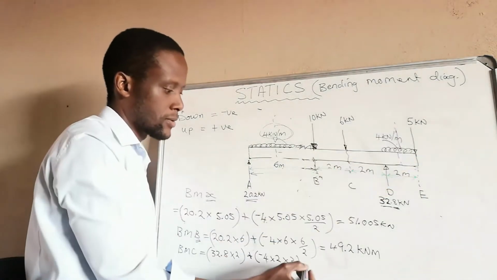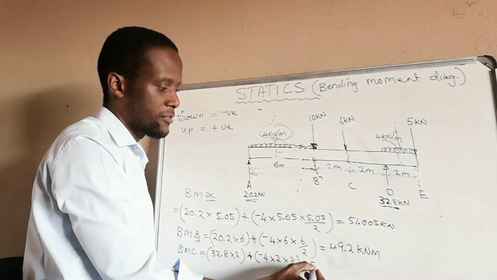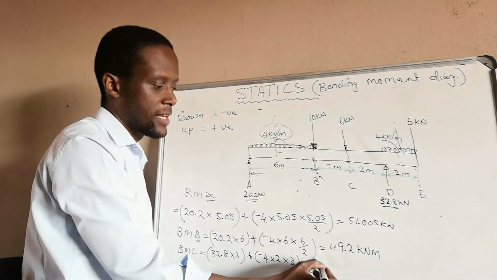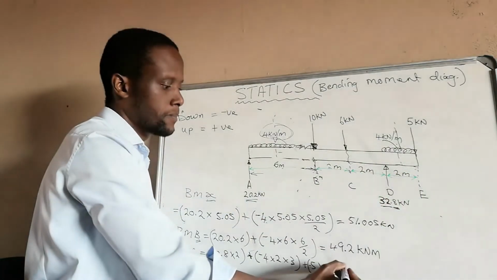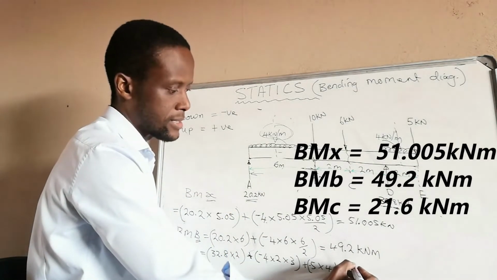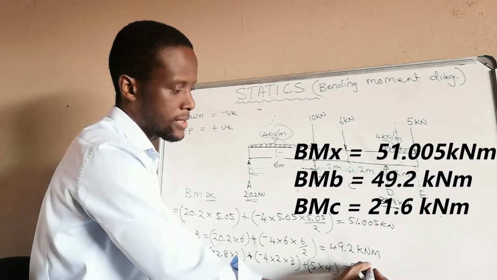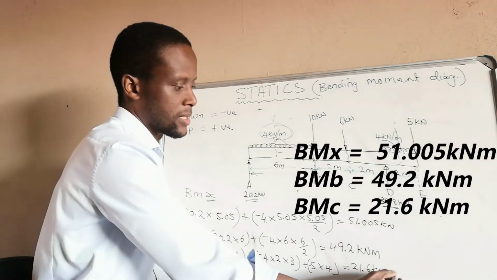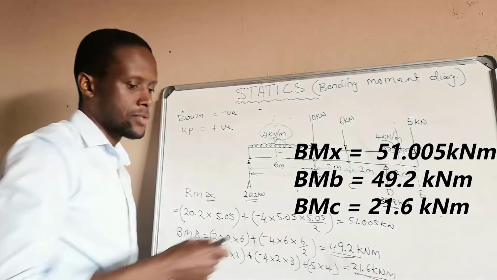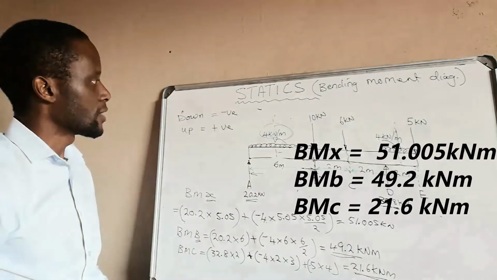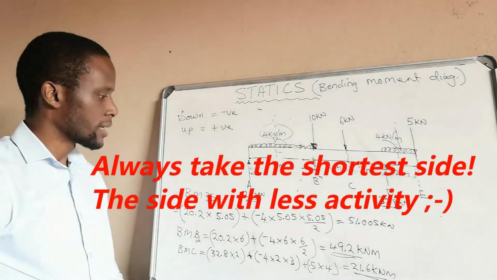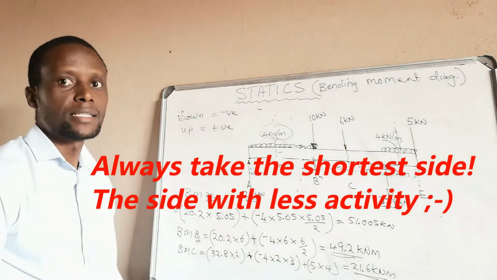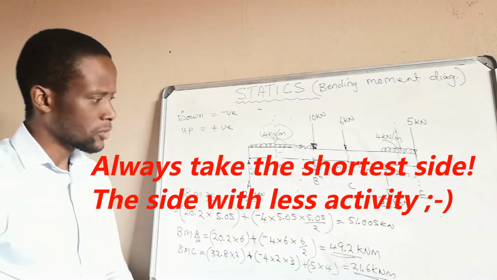Then we also add our negative 5 times the distance from there up to there, which is a 4, and we get our answer as 21,6 kilonewton meter. Okay, so that is how you go about calculating for bending moments. It is as easy as that. You don't need to kill yourself by taking the longest side. Just take the shortest side and you'll be good to go.